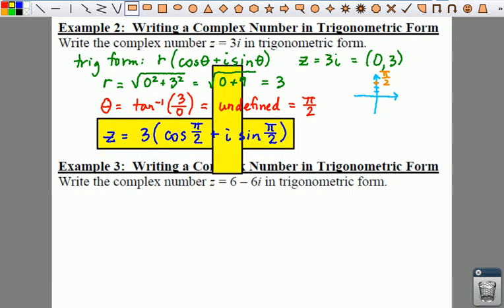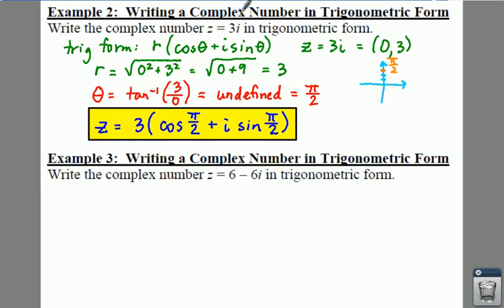And there you go. Oops, what in the world is that thing? I don't know either. All right, so there is your trig form of a complex number.